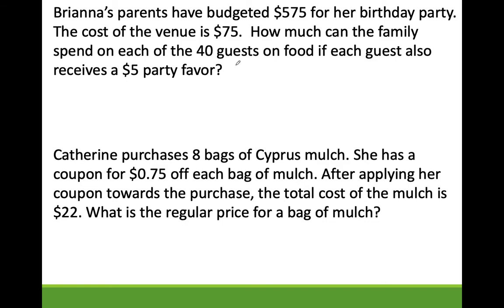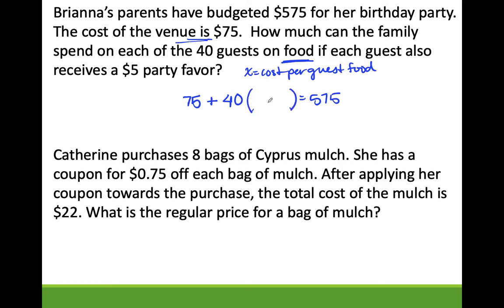Okay, for this first one, the question is asking how much does it cost per guest for food. So our X represents cost per guest for food. So we know the total budget is $575. They are paying one time for the venue. A venue is the location of the party. So they pay a flat fee of $75. Then there's 40 people coming to the party. For those 40 people, they're spending X dollars on food plus $5 on the party favor.